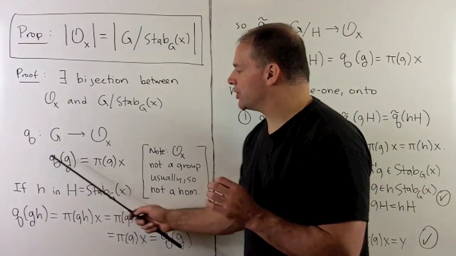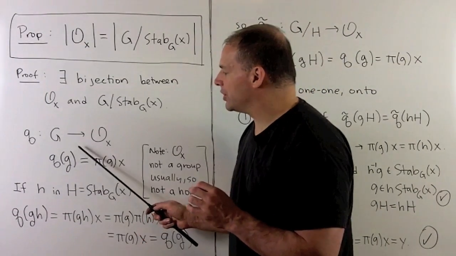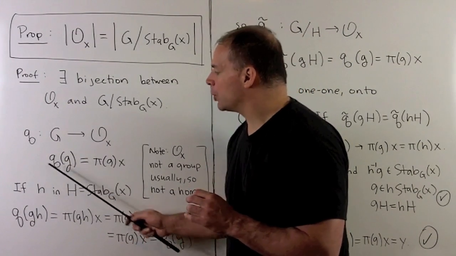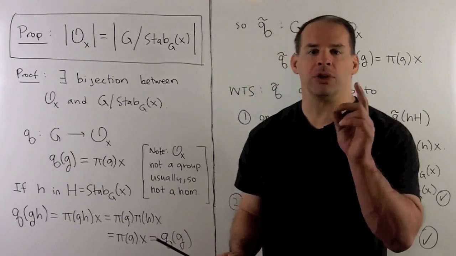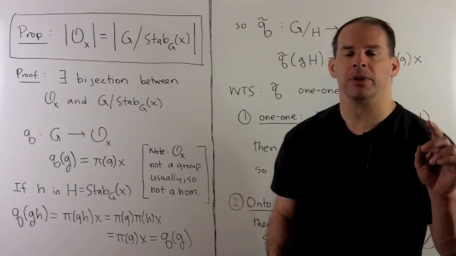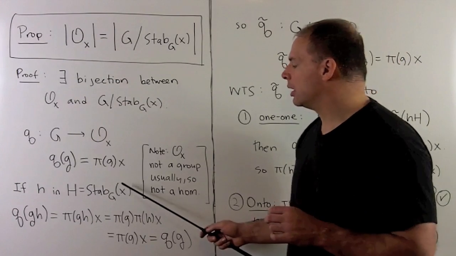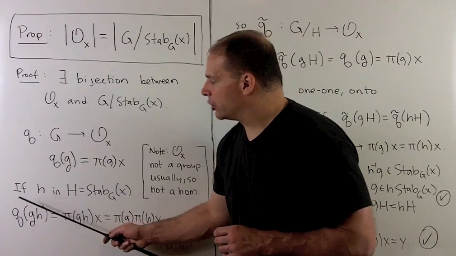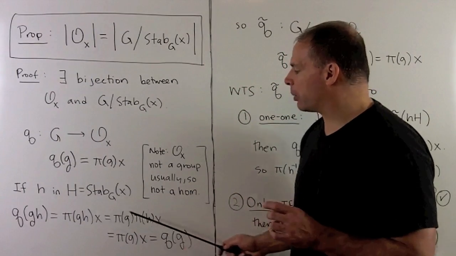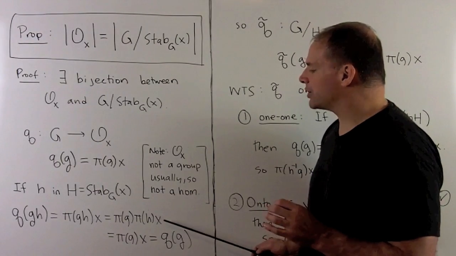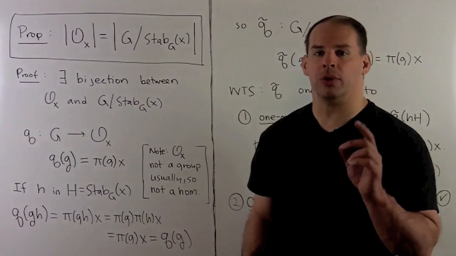Now, to show that this descends to a map on the cosets, I have to show if we replace g with g times h, where h is in the stabilizer, okay, for notation we'll call that capital H, I want that Q of gh equals Q of g. So we could change g on the right by any element in the stabilizer. Now, let's just check that. If I take Q of gh, we have pi of gh on x by definition. We split that up by property 2. Then pi of h on x is just x because h is in the stabilizer.